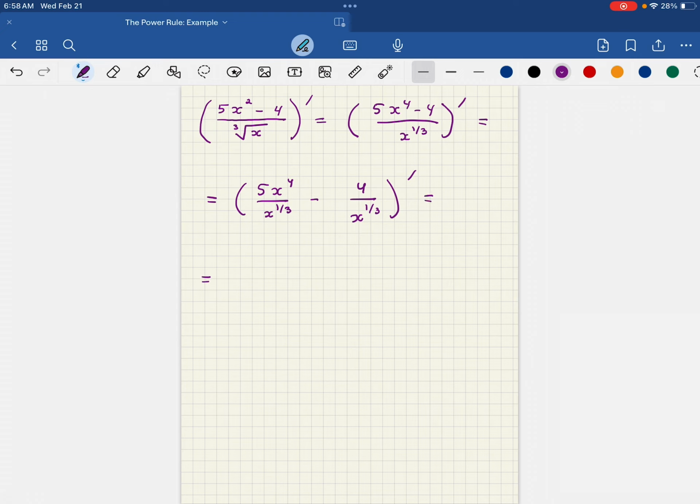Next, let's remember the rule from college algebra, which says that when we divide two powers of the same variable, in this case x, the exponents get subtracted. So the first term will be equal to 5x to the power 4 minus 1/3. I'm subtracting the exponents. Similarly, for the second term, we don't have x in the numerator, but we can think of x to the power 0 being in the numerator. A similar rule gives us that the second term is negative 4x to the power negative 1/3.